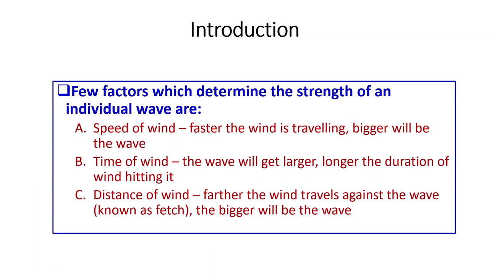Again, the few factors which determine the strength of an individual wave are speed of wind, time of wind, and distance of wind. What does it mean when we say speed of wind? It is something like: the faster the wind is traveling, the bigger the wave will be. Then time of wind means the wave will get larger the longer the duration of wind hitting it. And distance of wind means the further the wind travels against the wave, which is known as fetch, the bigger the wave will be. So these phenomena are important in order to know the magnitude of the wave that is generated.